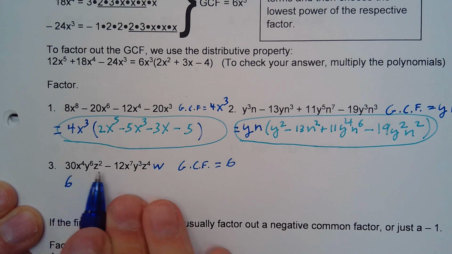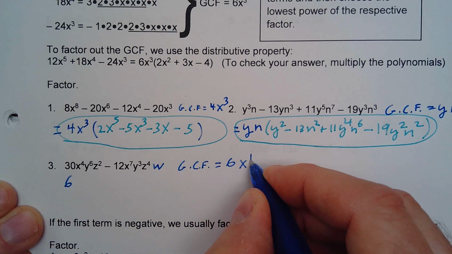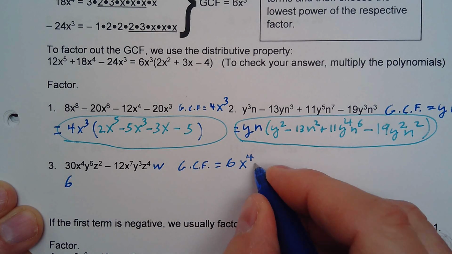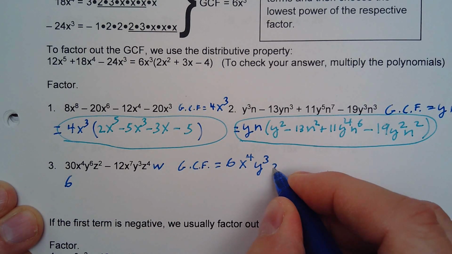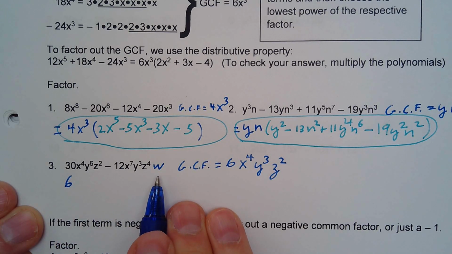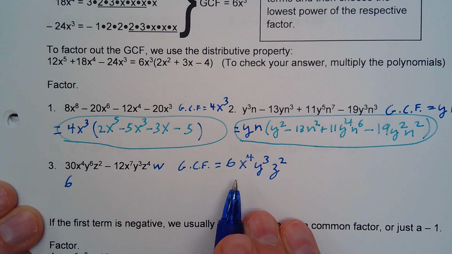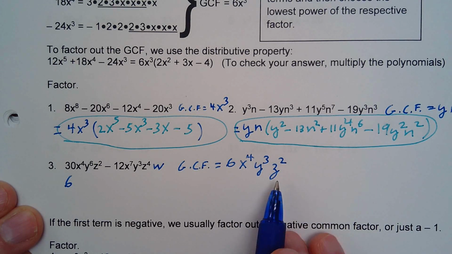I have an x in both terms. Lowest power is 4. I have a y in both terms. Lowest power is 3. I have a z in both terms. Lowest power is 2. I only have a w in this term, so it does not get on my list. It has to be in all the terms. So my greatest common factor would be 6x to the fourth y cubed z squared.